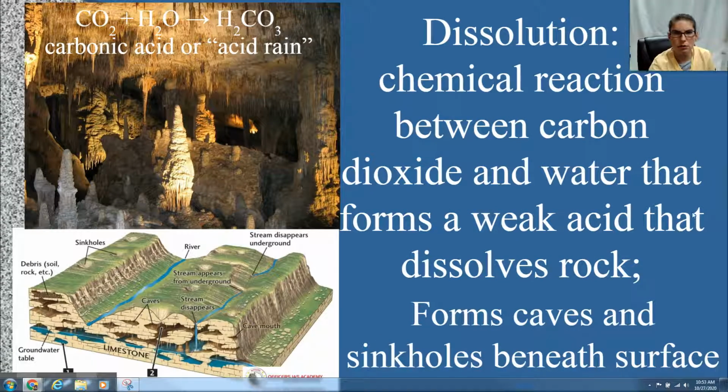Dissolution occurs when you have carbon dioxide in the atmosphere and water, and carbon dioxide and water come together to form carbonic acid. And the carbonic acid then dissolves the rocks. This occurs a lot when you have limestone or rocks that have a lot of calcium in them. And so when it dissolves the rocks, it forms the caves.